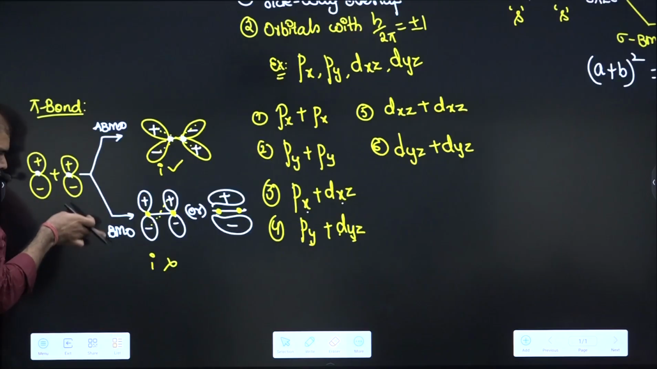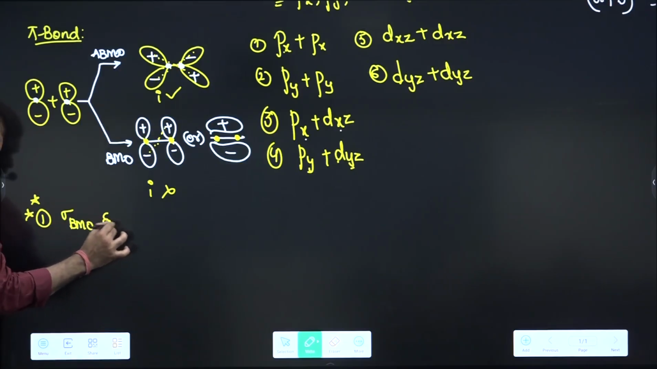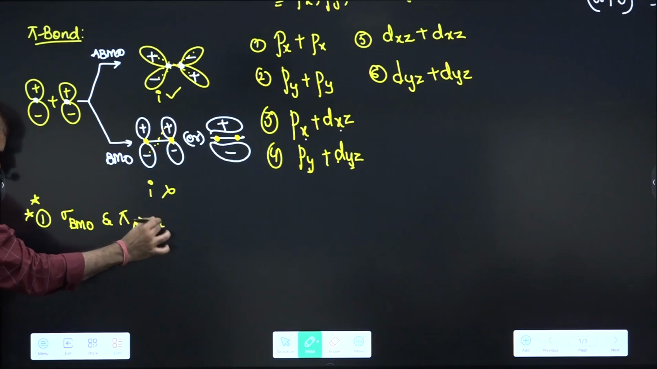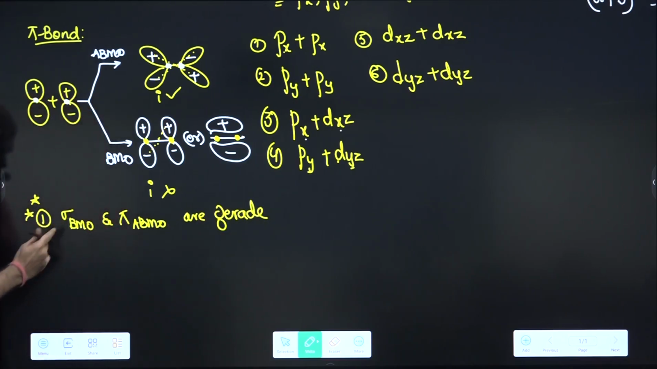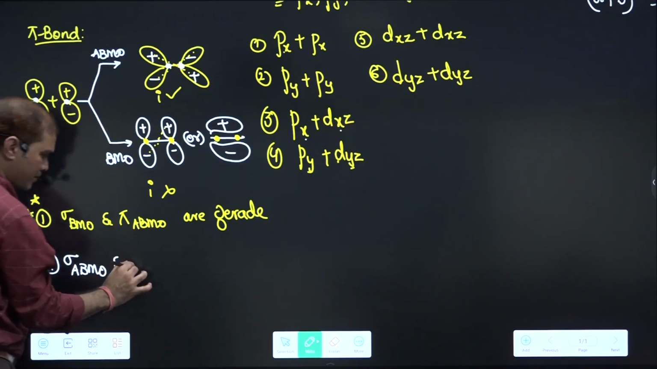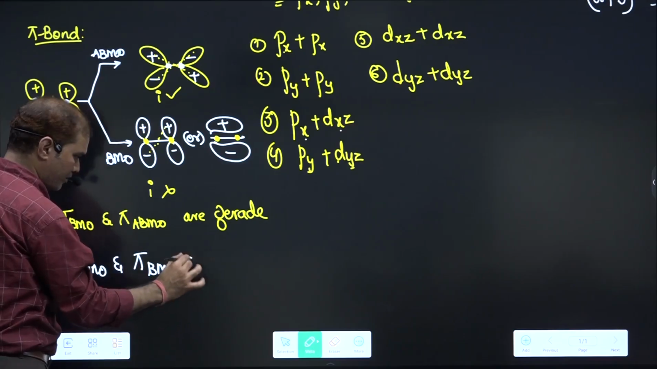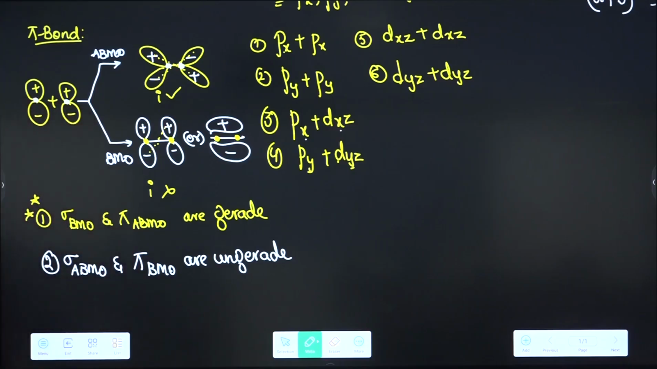That will be a very important point when you go to chemical bonding. In chemical bonding, we give two important points or guidelines. Sigma BMO and pi ABMO are gerade. Sigma ABMO and pi BMO are ungerade. Two important statements which you will come across in chemical bonding also.